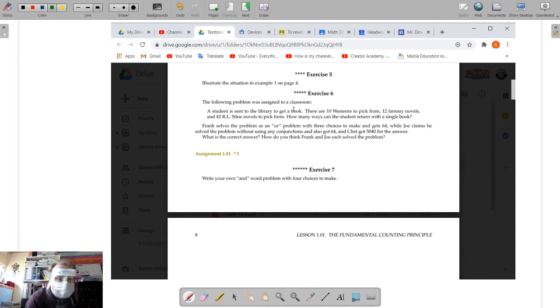Joe claims he solved the problem without using any conjunctions. Well, you could do that just by adding them. I'm not saying it's add or, I'm saying they're only getting one book. So the way they categorize it doesn't matter. The categories here are irrelevant. There's 64 books to pick from, and the student's coming back with one of them.